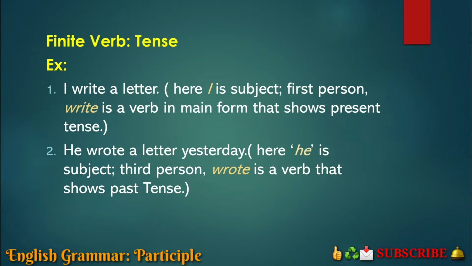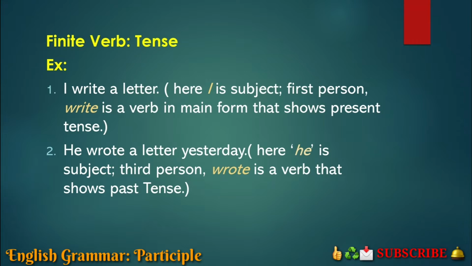So students, let's understand finite verb with a few examples. Here, the first example: I write a letter. Students, in this sentence, I is the doer of action, so it is the subject in the sentence. I is in first person. Write is a verb in main form that shows present tense. So here I is the subject, write is a verb in present tense.